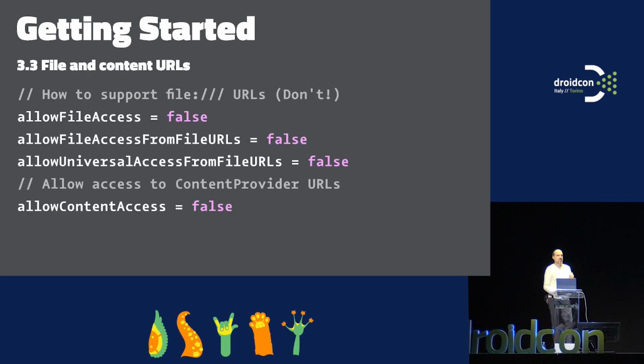This one might surprise a lot of you. We're loading local content, but I suggest that you disable loading from file URLs. We're going to see next, a little bit further ahead, how you should do it instead. So all these first three here are about file access. Disable all of those. The fourth one is a little bit weird. It's basically allowing the WebView to load stuff from a content provider. And you probably don't want that. So yeah, disable all of those.